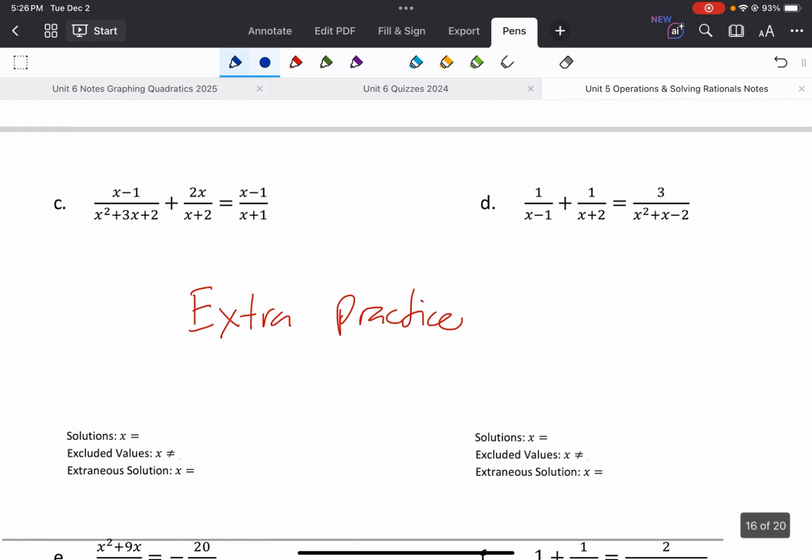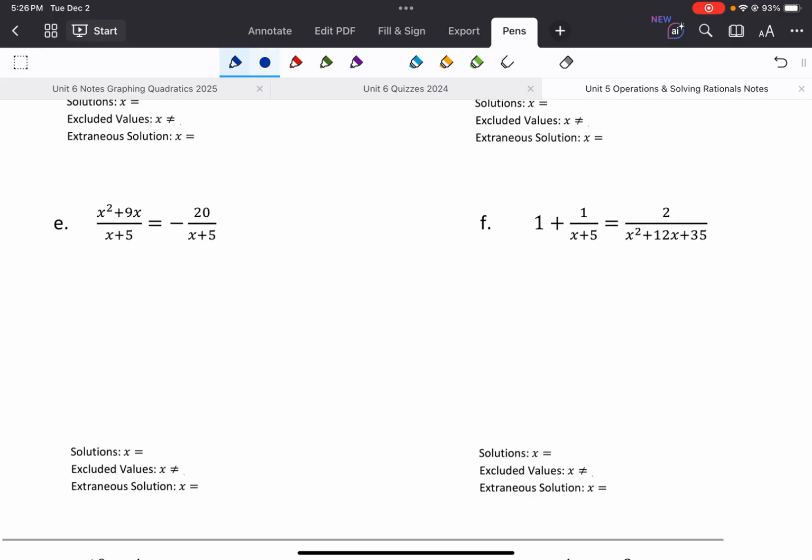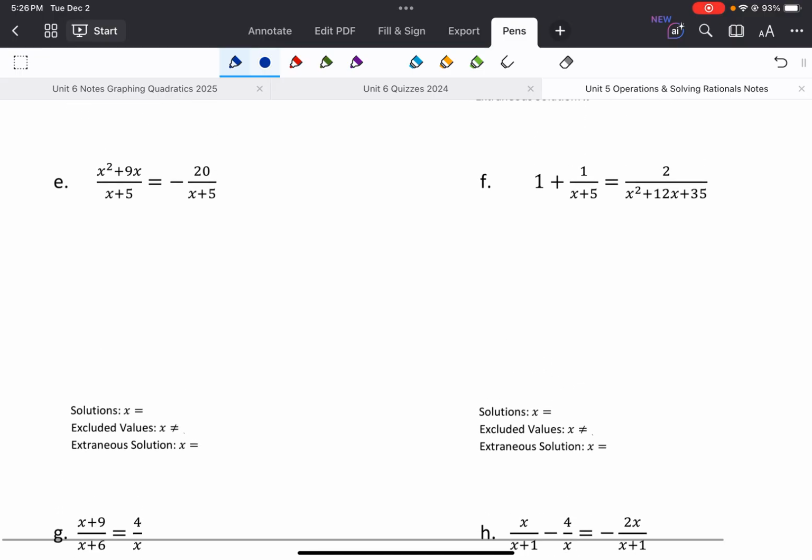All right, we're going to skip C and D. I thought about that for time. If you want more practice, give it a go. But I think we'll be good with these last 4 examples.